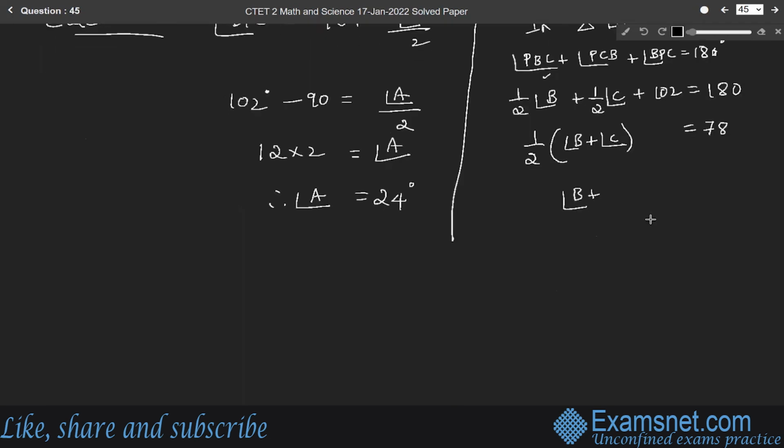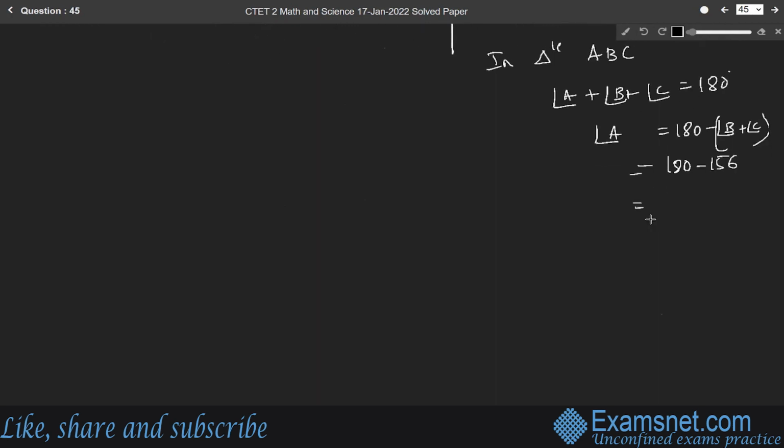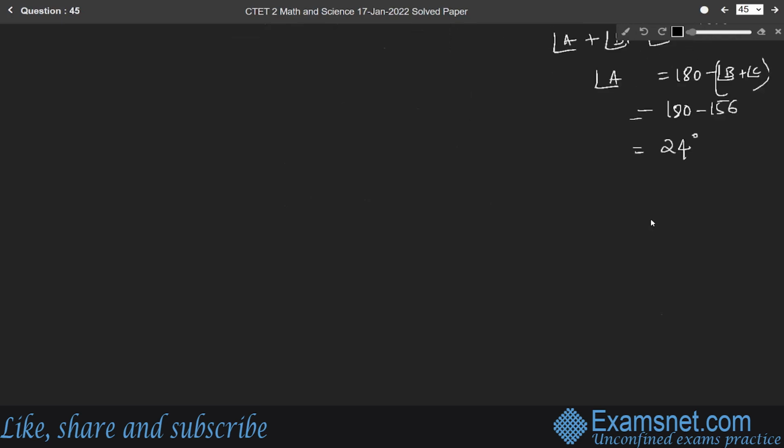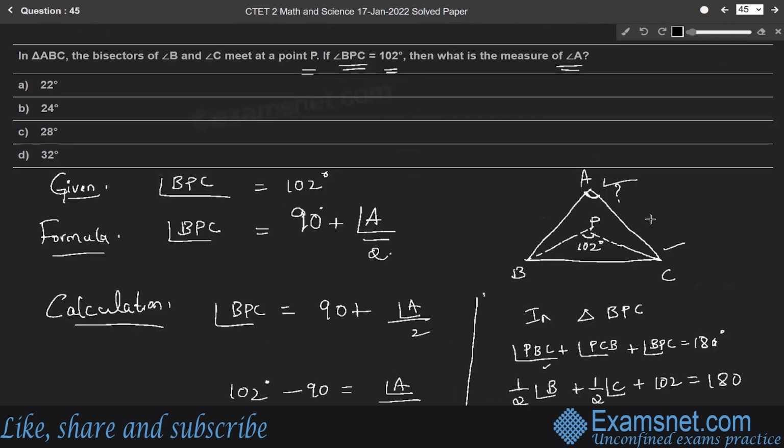Therefore, angle B plus angle C is equal to 156 degrees. So, in triangle ABC, angle A plus angle B plus angle C is equal to 180 degrees. Therefore, angle A is equal to 180 minus (angle B plus angle C). So what is angle B plus angle C? 180 minus 156, which is equal to 24 degrees. So both are the same. Here also angle A is 24. Therefore, the correct answer is option B.